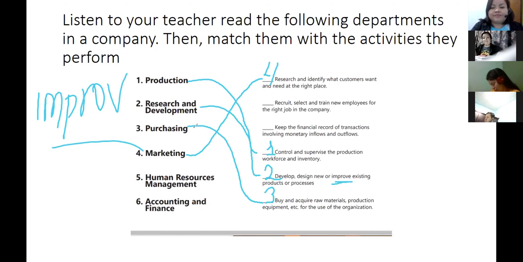Develop, design new or improve existing products or processes. Very good. What is human resources management?